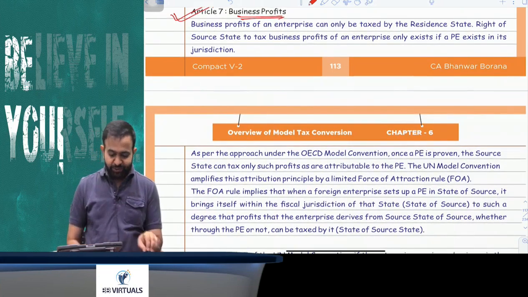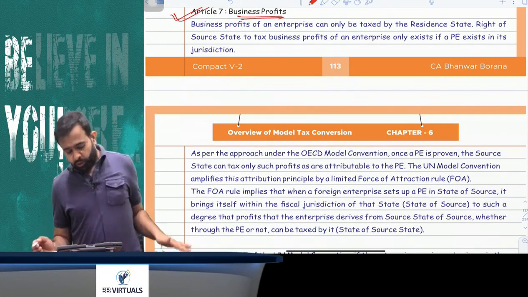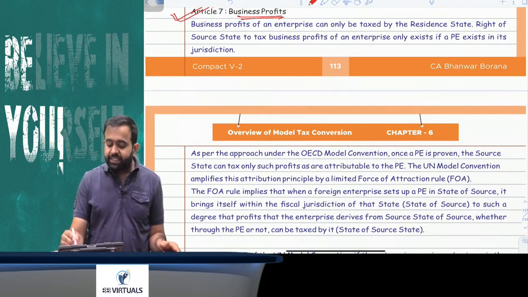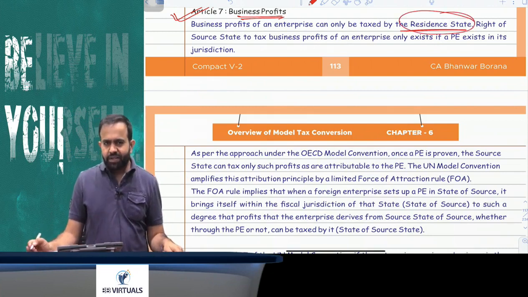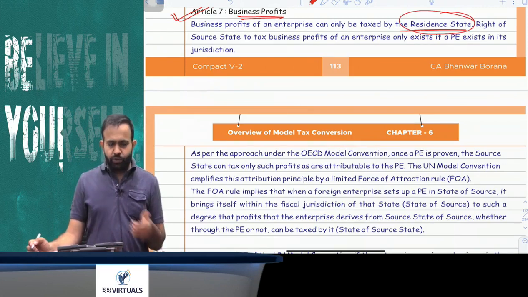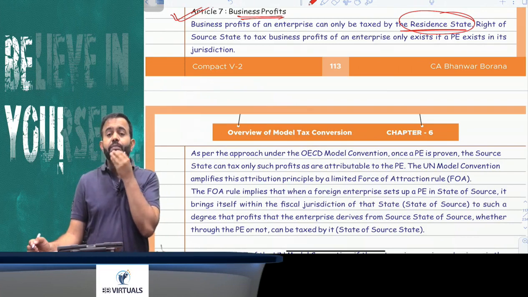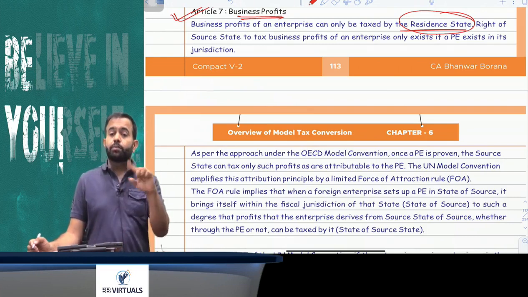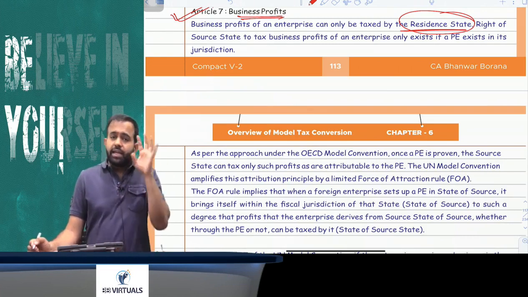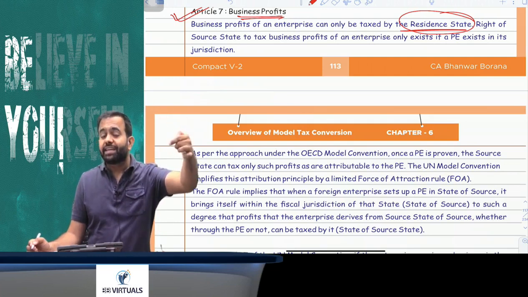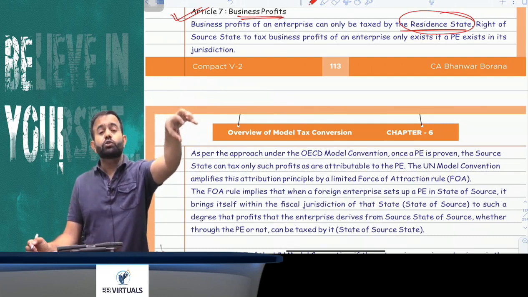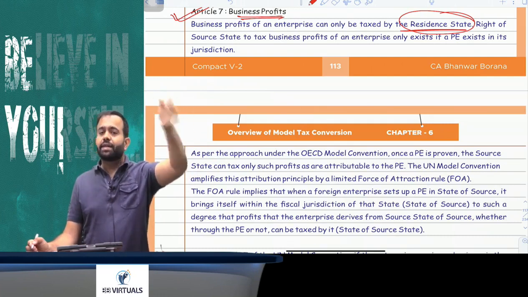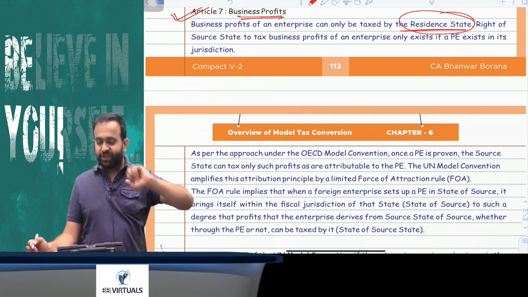So, business profit, pay attention. Business profit of the enterprise can only be taxed in the resident state. They are saying that business income will be taxable only in the resident country. Reliance is a resident of India, so India will tax Reliance on its business income. Now suppose Reliance has income from the USA, then also India will tax it. But the USA can tax only if Reliance has a PE in the USA. And if the US also charges tax on Reliance, in that case India will give a rebate as per the DTAA. So pay attention.